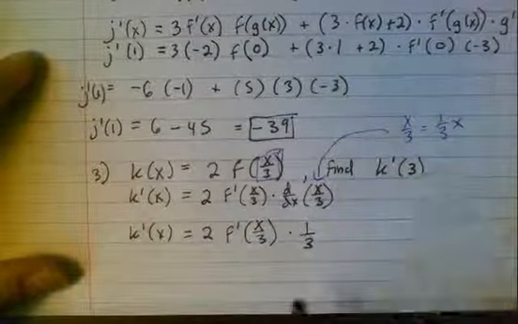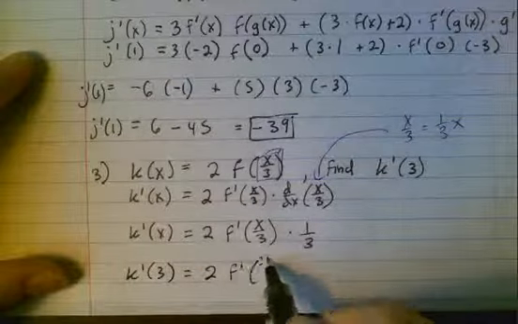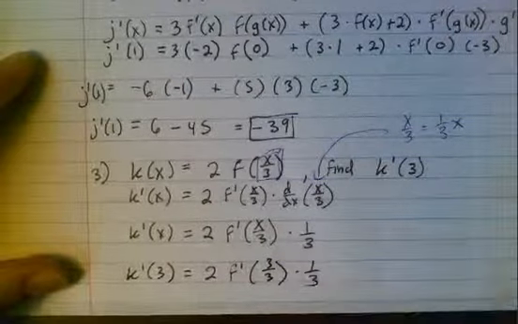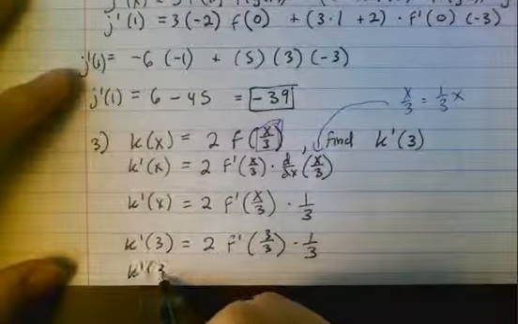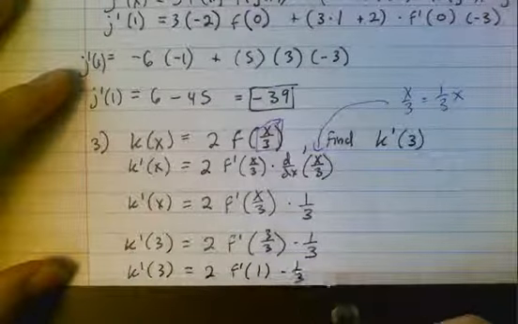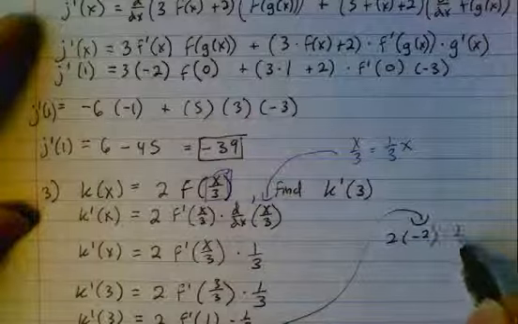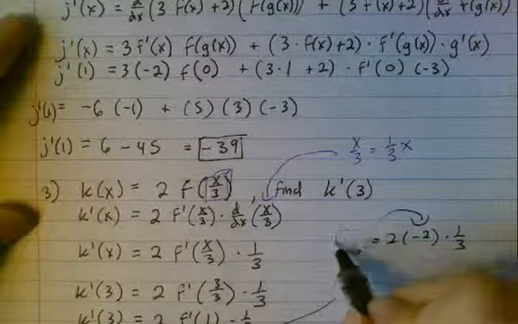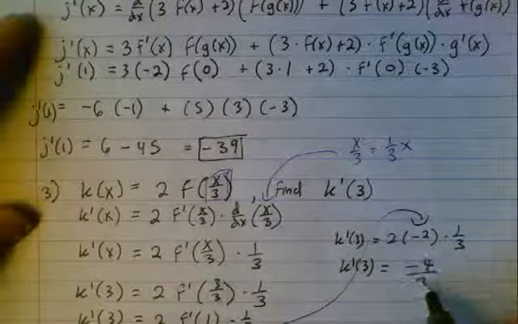Now I'm going to put this 3 in for x and see what happens. Well, I know that 3 over 3 is just 1, so k prime of 3 is 2 times f prime of 1 times 1/3. I know if I go up here when x is 1, f prime of 1 is negative 2. So I've got 2 times negative 2 times 1/3, or negative 4/3.